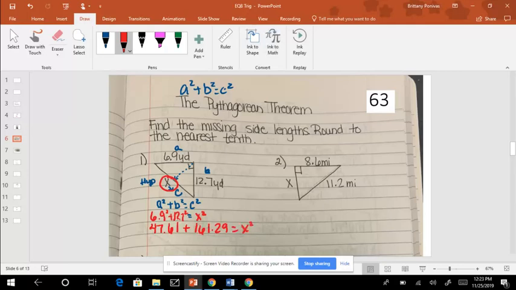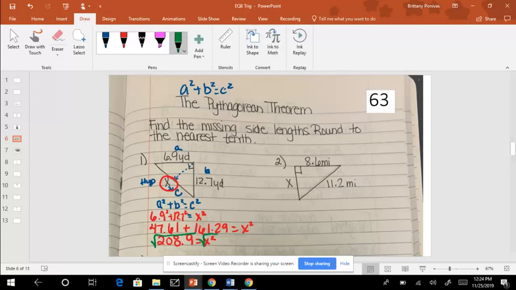We're going to add those together. So 47.61 plus 161.29 is 208.9. That equals x squared. I want to get rid of the squaring, so we are going to square root that number. So into your calculator, you just do the square root of 208.9.